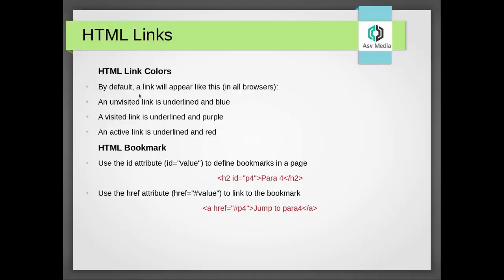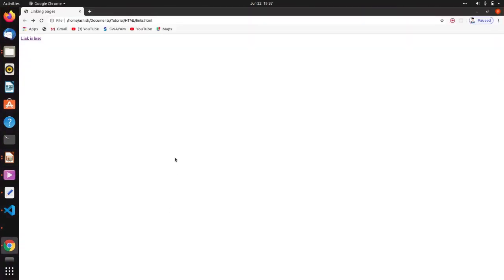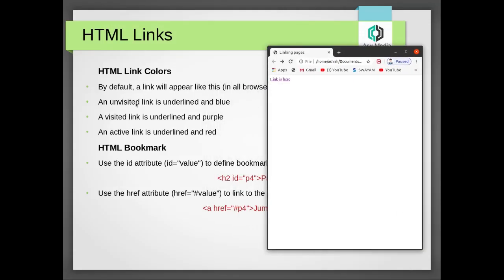So here I have note one: HTML link color. By default the link will appear like this in all browsers, as you have seen. An unvisited link is underlined in blue, as seen. Just refresh it. Yes, underlined in blue, and a visited link will appear underlined in purple. An active link is underlined in red. Just on clicking it becomes active, so it is red. These are the default values, and you can change them using CSS.